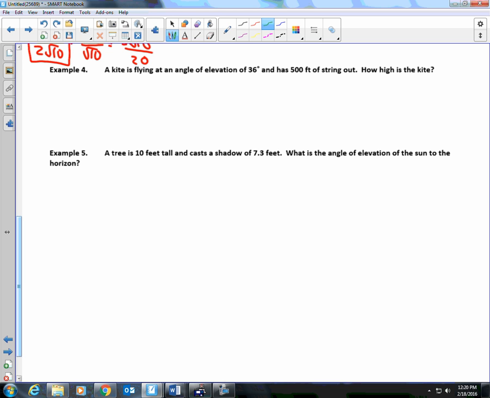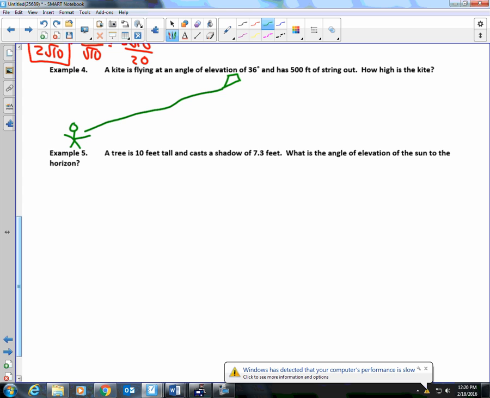So here we go. A kite is flying at an angle of elevation of 36 degrees. So who wants to fly a kite? Okay, so we got Maddie out there. She's flying a kite, flying at an angle of 36 degrees. And she has exactly, probably more like approximately, 500 feet of string that's let out. It's reasonable that you could calculate the angle of elevation. It's also reasonable that you would know how many feet is let out. It's not very reasonable that you would know the exact height of the kite.